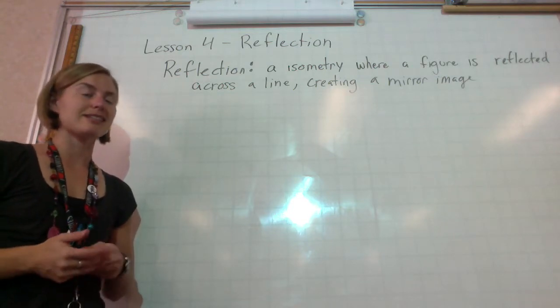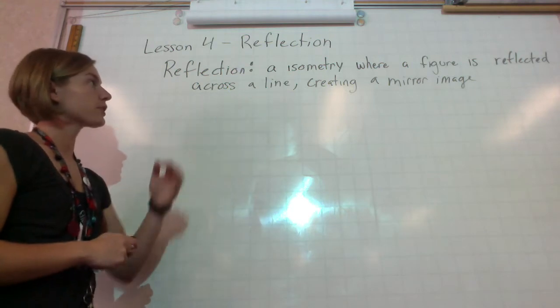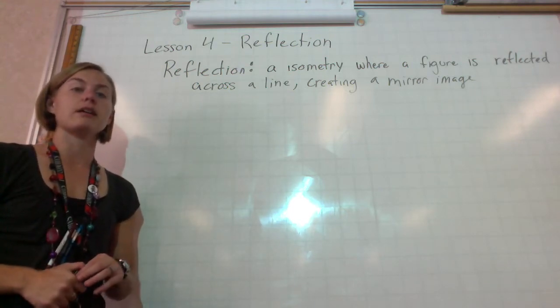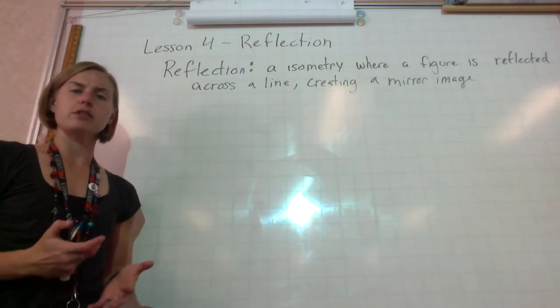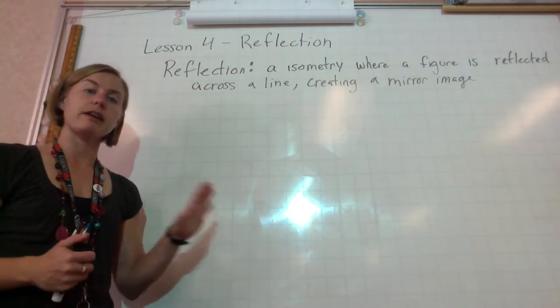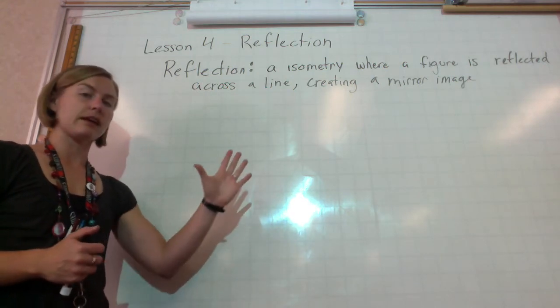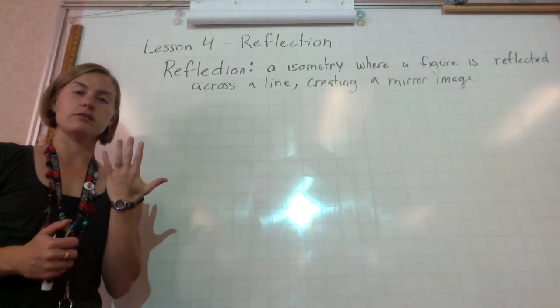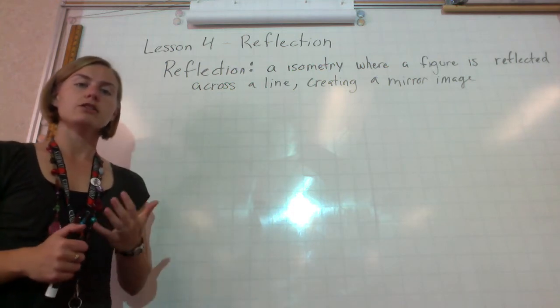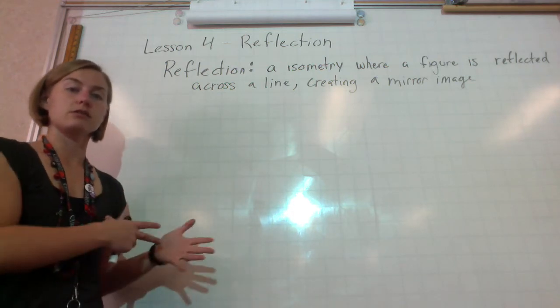Now, reflection is a type of symmetry where the figure is reflected across a line, creating a mirror image. And most of us are pretty familiar with that concept. When you reflect something, of course, you get something that's very similar, but just flipped around, essentially. Okay? So let's take a look at what that looks like in geometry.